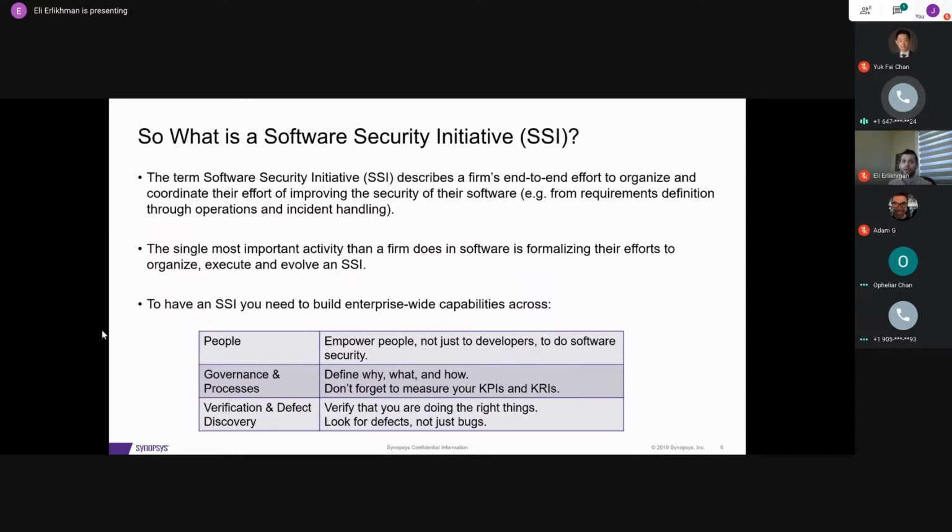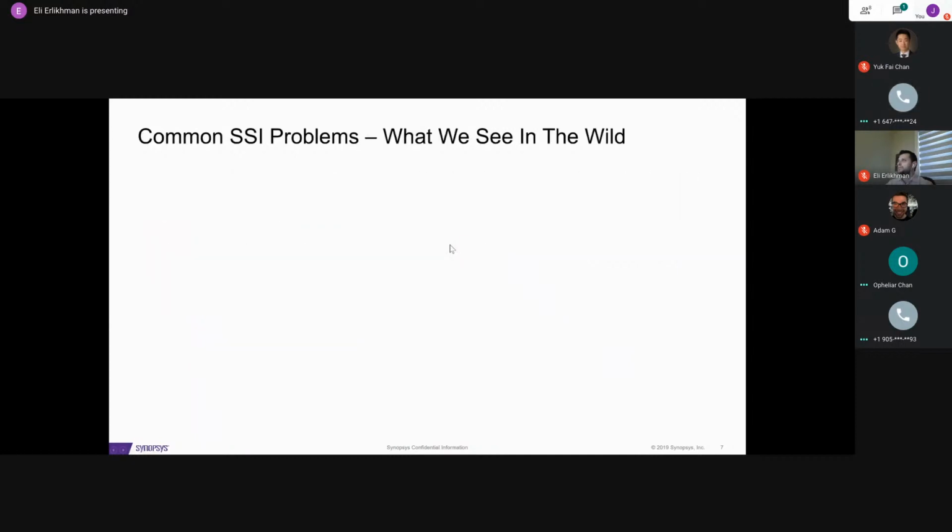And then the last component is going back to actually finding the bugs. You want to verify that you're doing the right thing. You want to find the issues that developers produce, and then you want to fix them. So fixing bugs is part of the program, but it's not the program, right? Okay. So moving on to the next slide.